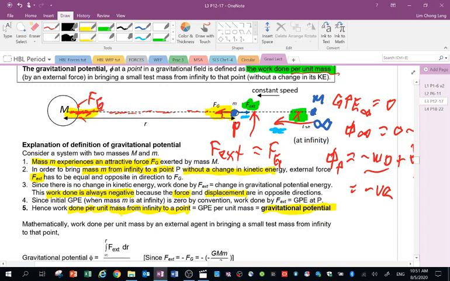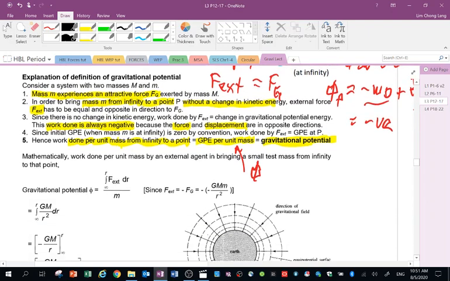Okay, so you have to get used to this idea that gravitational potential energy per unit mass is actually the potential, gravitational potential, right? So let's move on.